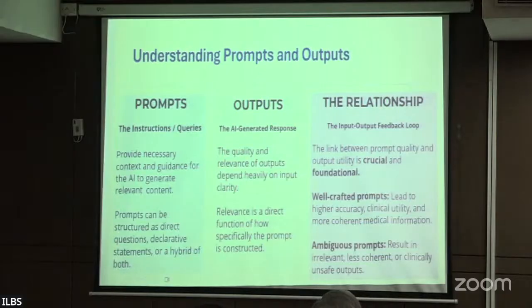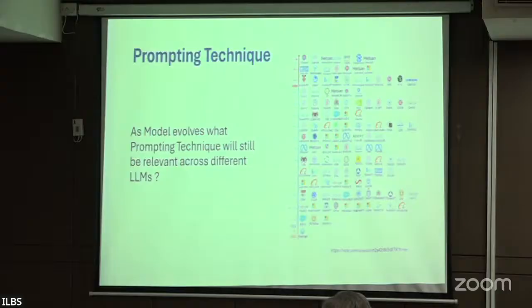So the prompt is the instruction or query that the user gives. The output is the AI-generated response. The quality and relevance of the output depend heavily on the input. So the relationship is: what you give, that you get. A well-crafted prompt is very important to have a good, structured, reliable output. An ambiguous prompt actually has no use. So how will we do the prompting?